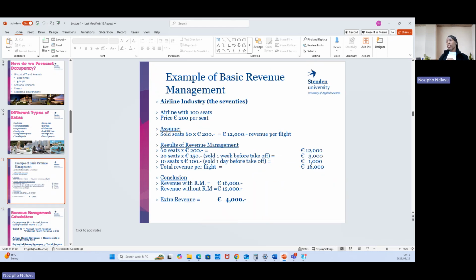Then examples of basic revenue. Let us say, let's look into this example. The airline has 100 seats. The price for each and every seat is 20 euro per seat.